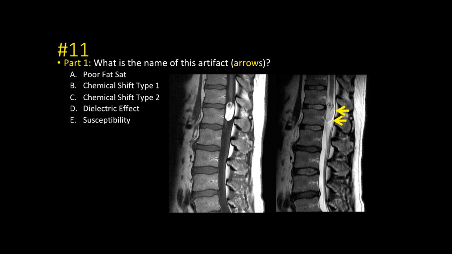Number 11, I think this is a two-part question. What is the name of this artifact depicted by the arrows? Well, you see this fatty conus lesion, terminal lipoma, and on the T2 weighted image you see that on the anterior aspect of the lipoma there's a black outline, and on the posterior aspect there's a hyper-intense outline, and that's chemical shift type 1. You see that artifact at the interface between fat and fluid, just like the dermoid case.